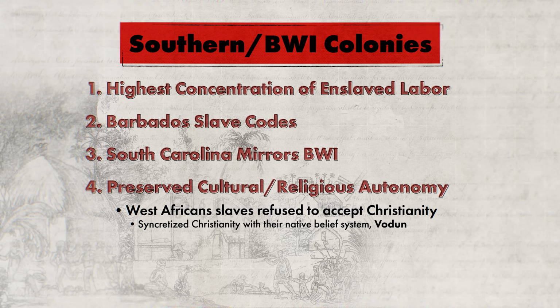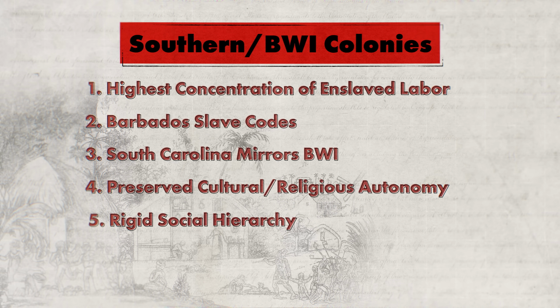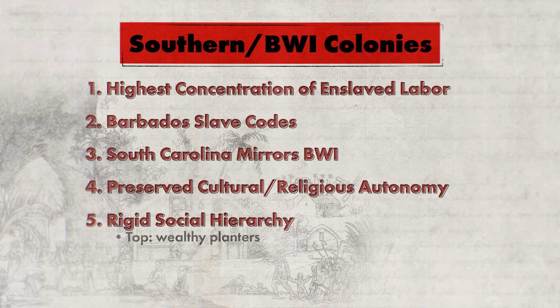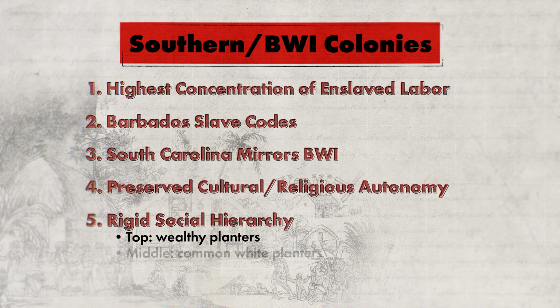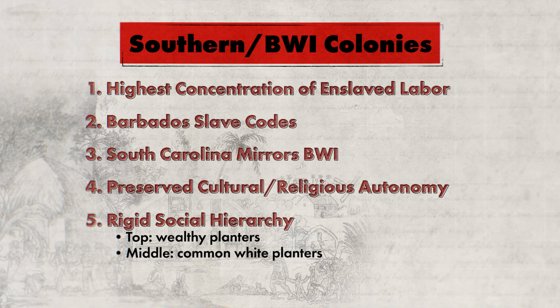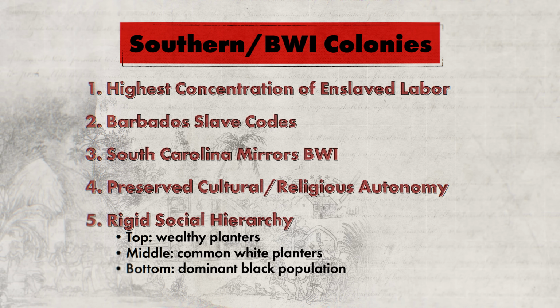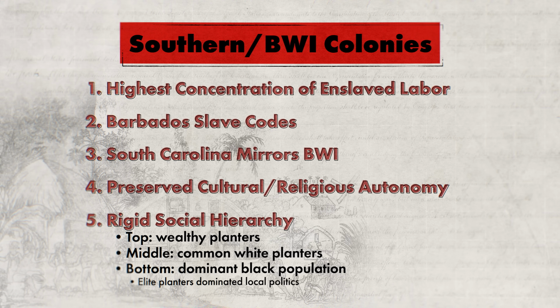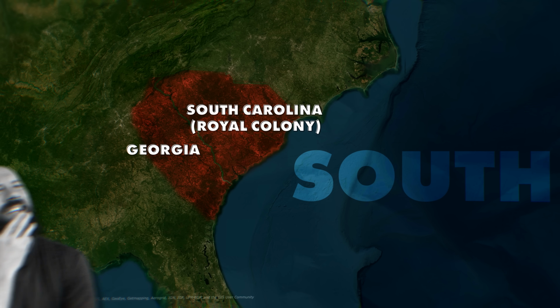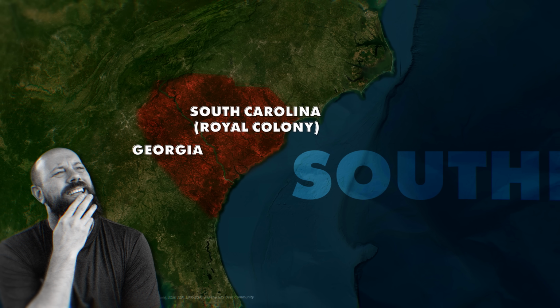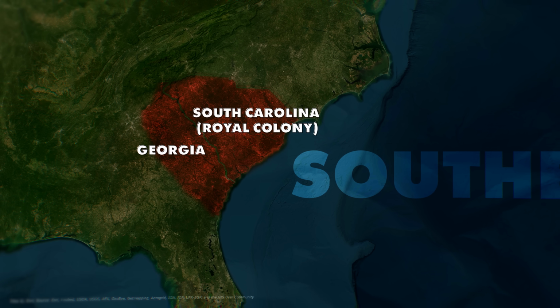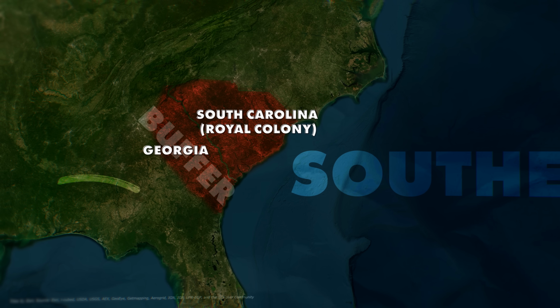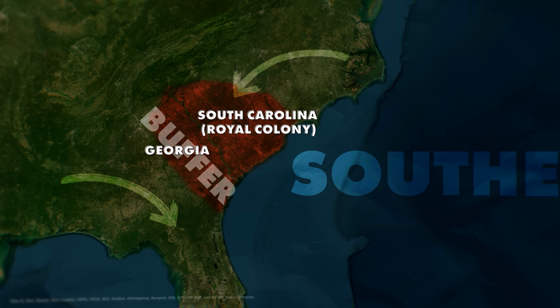Anyway, in South Carolina, these strict slave codes quickly created a rigid social hierarchy in which a few wealthy planters were on the top, and then common white planters were in the middle, and then the dominant black population was on the bottom. And as such, these elite planters with their massive tracts of land dominated the affairs of local politics. Now, Georgia is also in this region, but it won't be till next period that it really starts to resemble its regional partners. I mean, it was just kind of established as a prison colony for British debtors, and more importantly, as a protective buffer between Spanish Florida and the wildly profitable Carolinas.